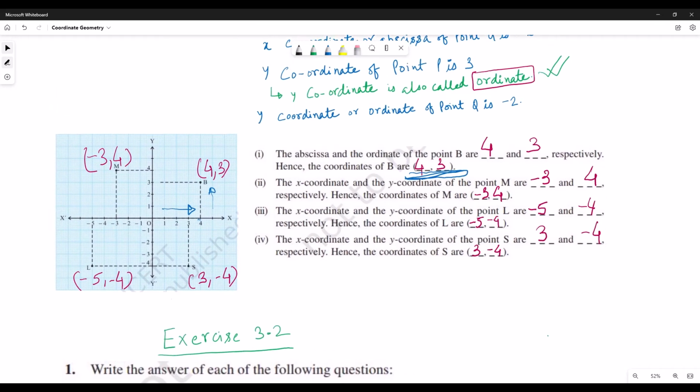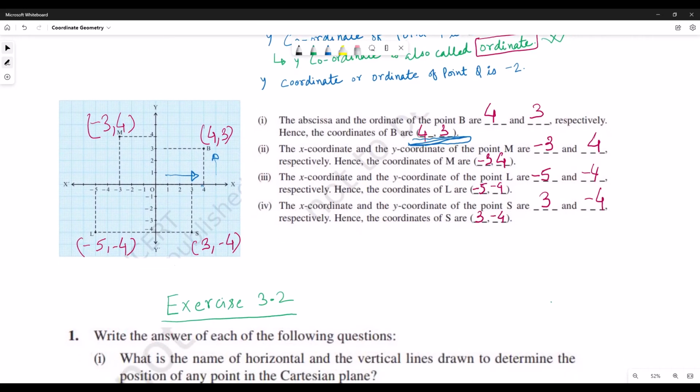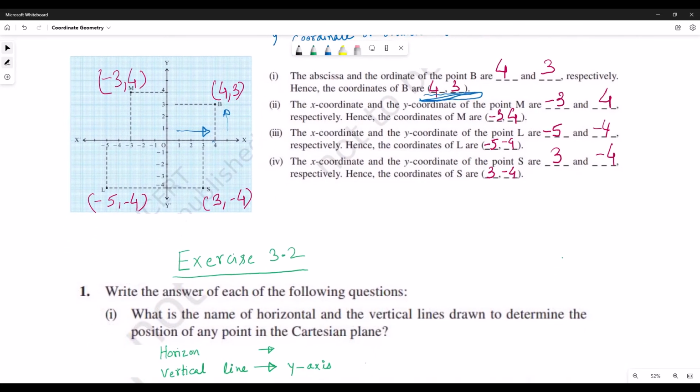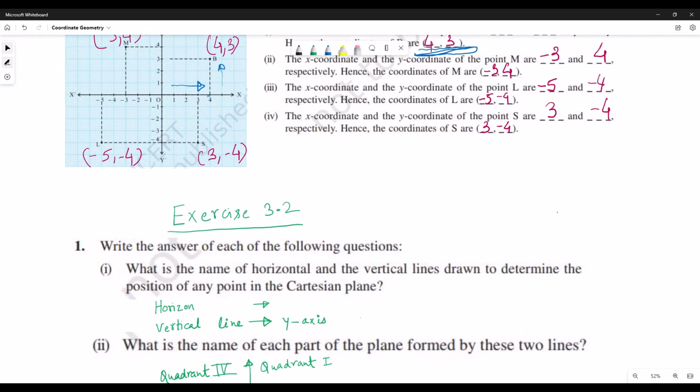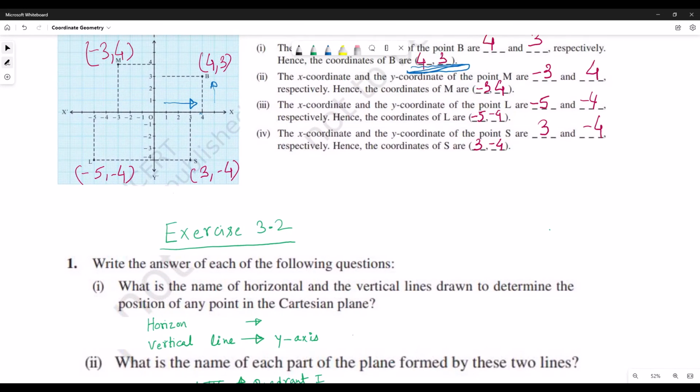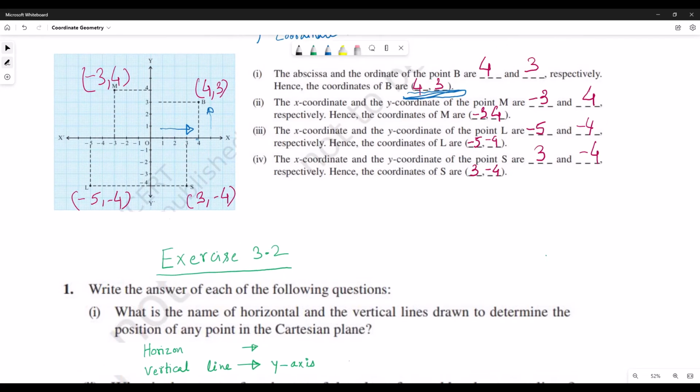So we have come to the exercise 3.2. Do it yourself and come back. Write the answer of each of the following questions. What is the name of horizontal and vertical lines drawn to determine the position of any point in the Cartesian plane?